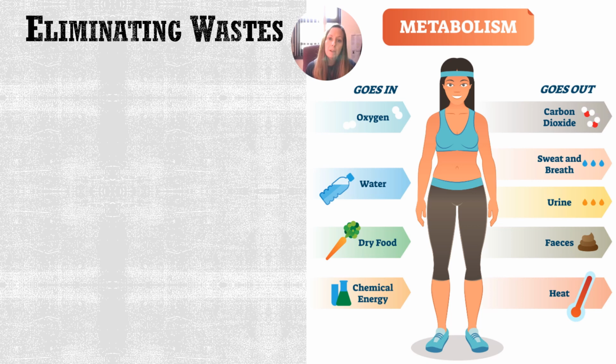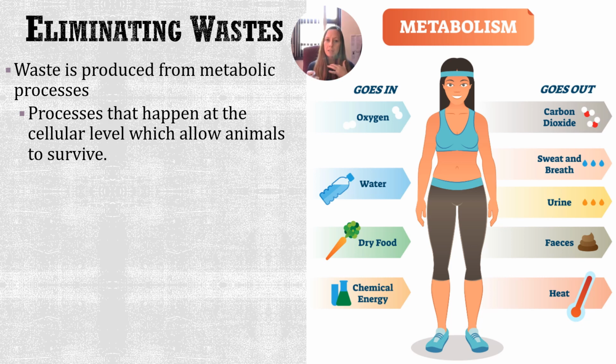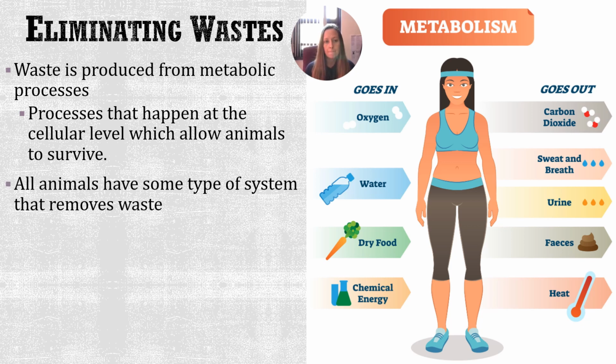The next thing that our bodies do is eliminate waste, right? So this isn't just like pee and poop. That's what people usually think. Waste is actually any kind of byproduct that we don't want in our body that comes from a metabolic process. It comes from something that we do with those nutrients that we just talked about eating to get energy and ATP. So these processes happen at the cellular level, which gives us the energy to survive, but it also has these waste products or byproducts that we don't want in our body.